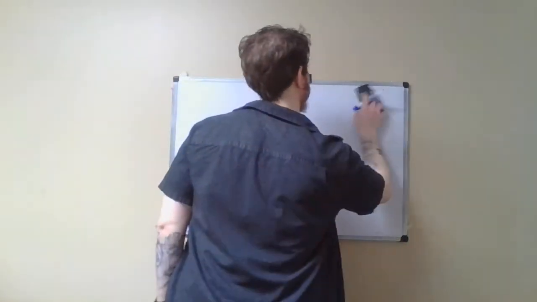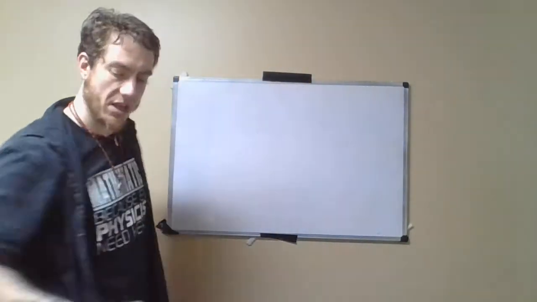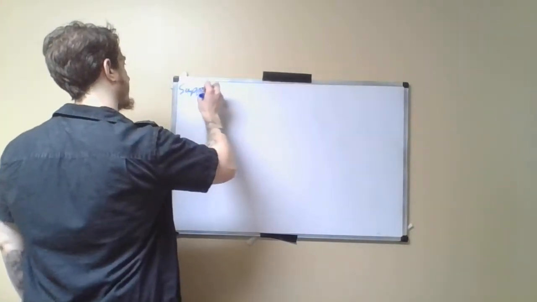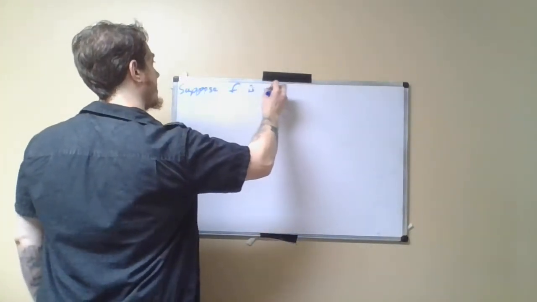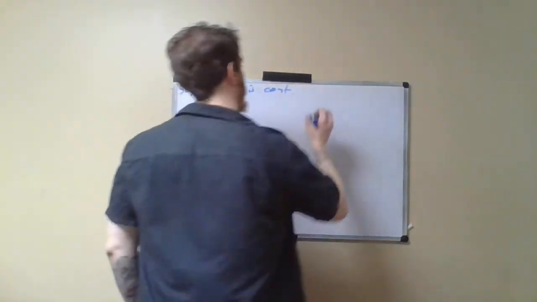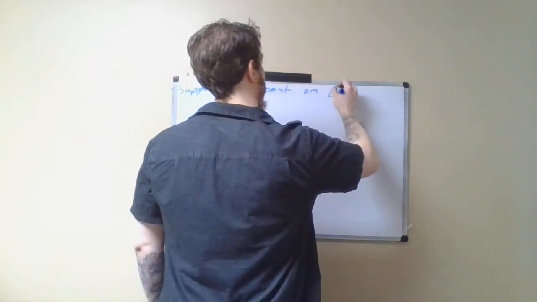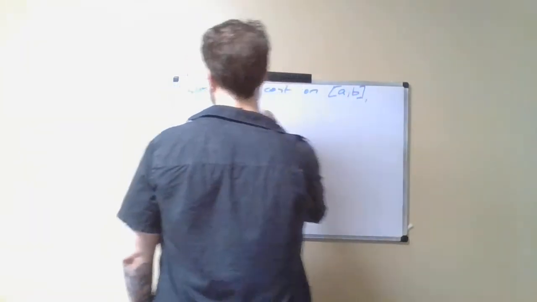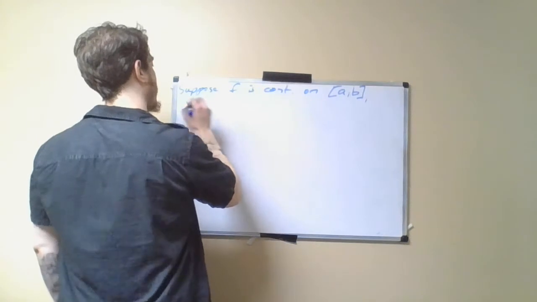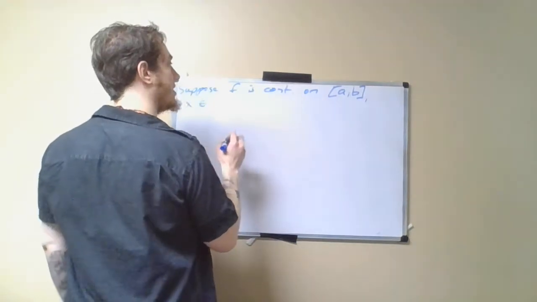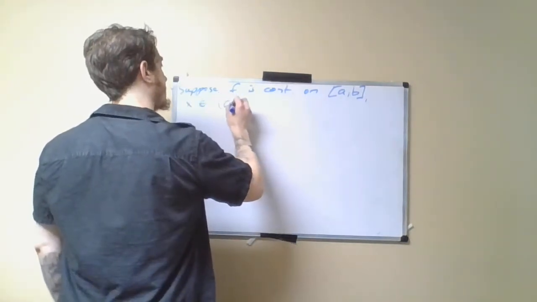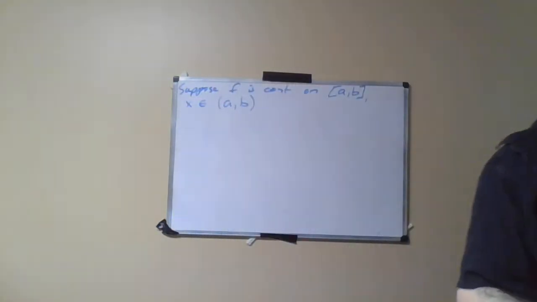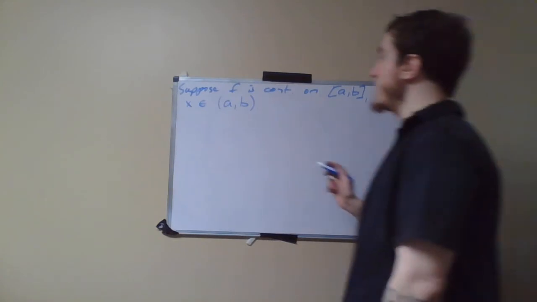Now, what does the fundamental theorem of calculus tell us? Well, let's suppose f is continuous on the interval from a up to b and x is some point that is in the open interval from a to b. So it's not equal to a and it's not equal to b, but it is somewhere in between the two.